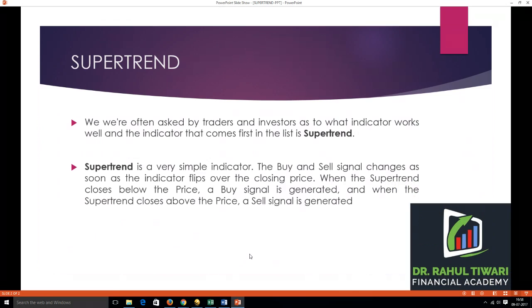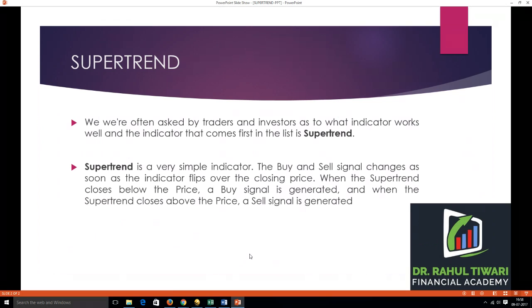We have been asked many number of times by the traders and the investors as to what indicator works well, and the indicator that comes first in our list is the Supertrend. Supertrend is a very simple indicator. Most of the online platforms have it, and the buy and sell signal changes as soon as the indicator flips over the closing price.